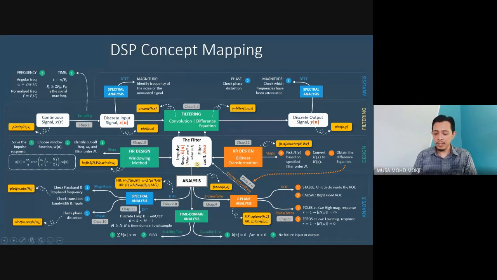So far, it will be given, and we need to analyze it so that we will understand the system itself, okay? But how to filter, you already know it. So how to do it? Do convolution, that's all. Or difference equation.